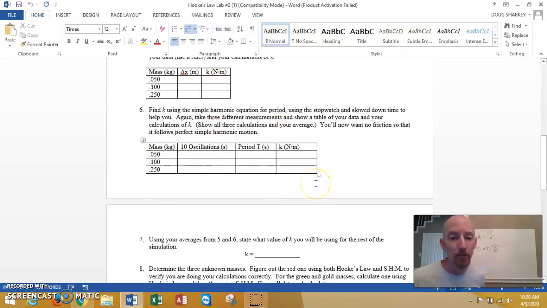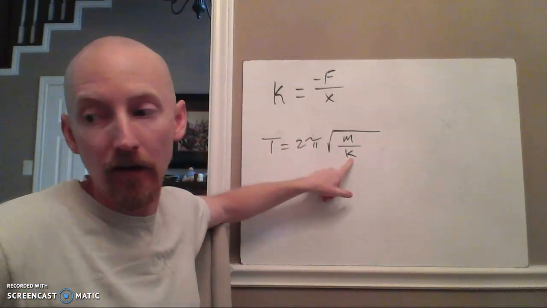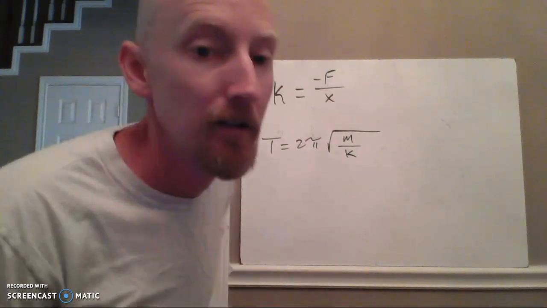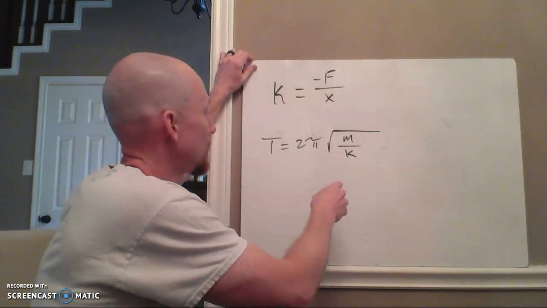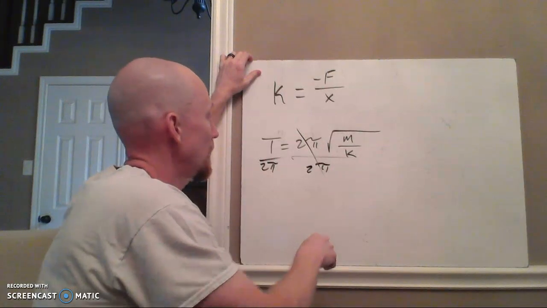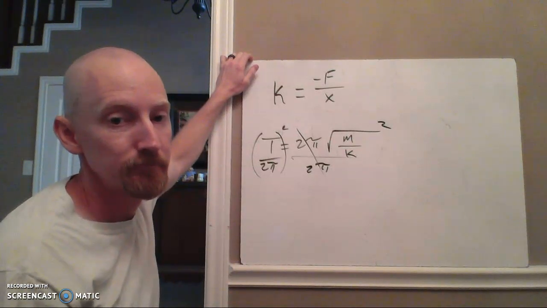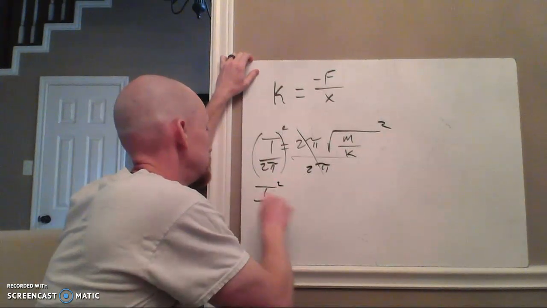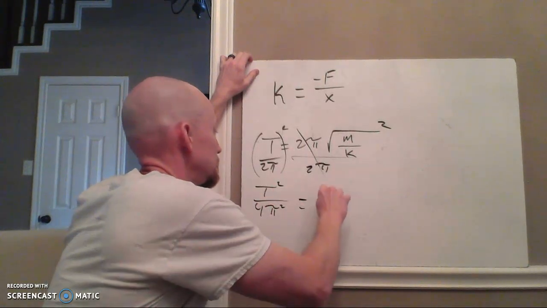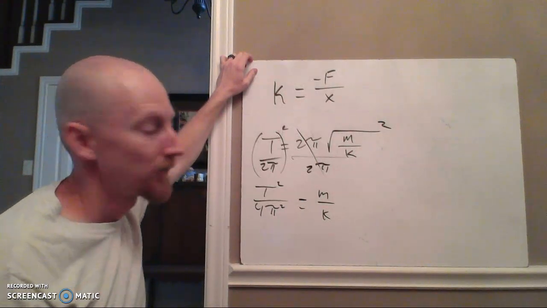We're going to find k, but this time instead of using Hooke's Law, we're going to use this equation. We're going to solve for k. So this takes a little bit of mathematics. I'm going to divide both sides by 2 pi. I'm then going to square both sides to get rid of the square root. I'm then going to solve for k.